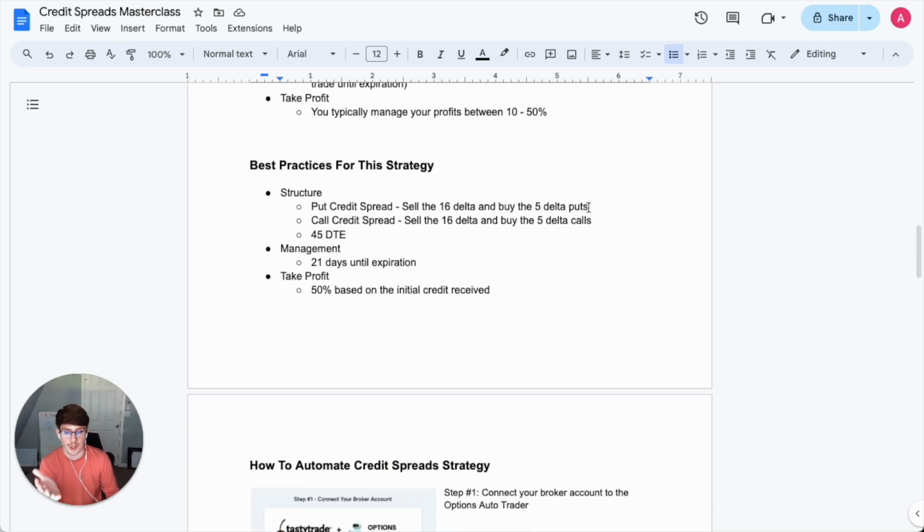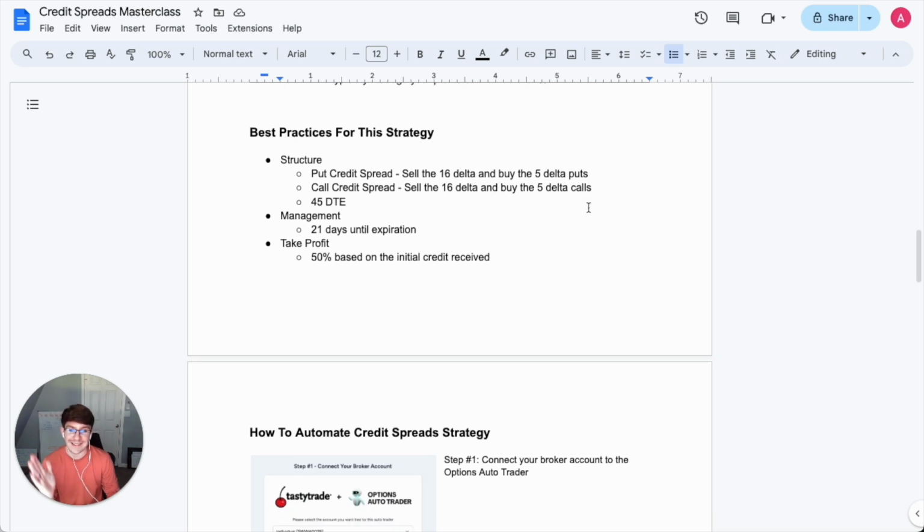Next, best practice for the strategy. Put credit spreads 16 delta and 5 delta. Again, that's for a longer width. Again, there's so many different ways to structure this trade. It really just depends. But this is the best practice that is typically done. What Tasty Live has also done on occasion is go with 30 delta and then just buy the next option near it. I've done that as well. But again, there's so many different ways to structure a credit spread. But again, 21 days until expiration is the early management, and we're doing about 50% of the initial credit received as our take profit target.